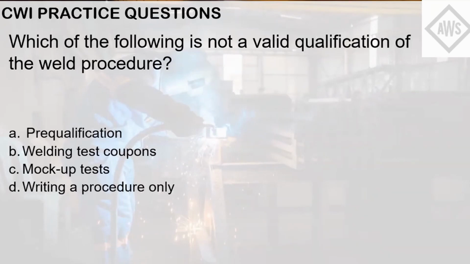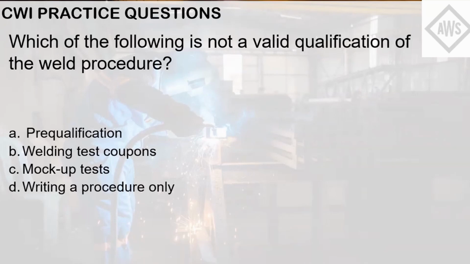Letter C, mock-up tests. If there are constraints at site that need a mock-up, it will be tested in accordance with the actual site conditions, because maybe the welding position is too tight, or there are clearance issues, etc. So you need a mock-up for that. Even though the code or standard does not require mock-up tests, if the employer or the owner requires it, you will need a mock-up test specified in the procedure qualification. So that is a valid qualification of the weld procedure.